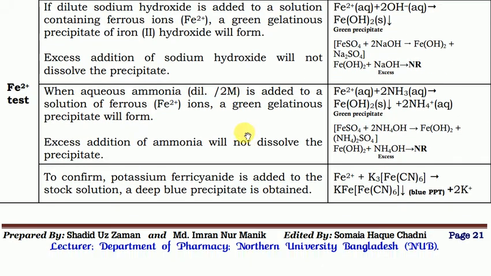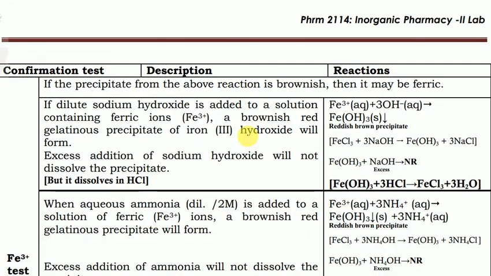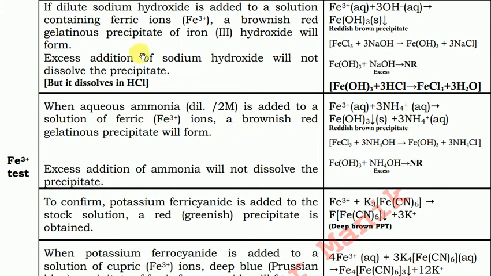Now let's move on to the detection of the ferric ion. If dilute sodium hydroxide is added to a solution containing ferric ion, then a brownish red gelatinous precipitate of ferric hydroxide will form. When sodium hydroxide is added to a solution containing ferric ion, then a reddish brown precipitate, which is gelatinous in nature, will form. Excess addition of sodium hydroxide in the solution will not dissolve the PPT. There will be no reaction.